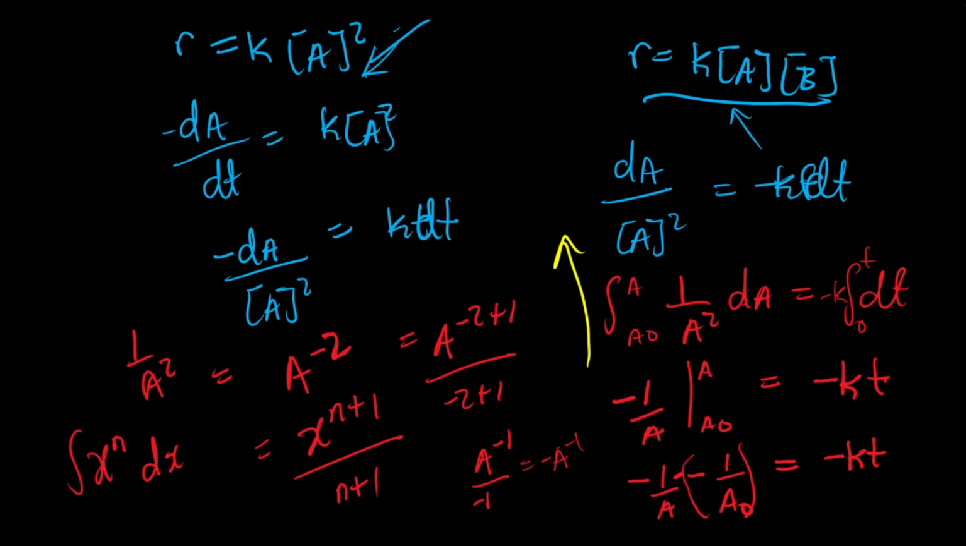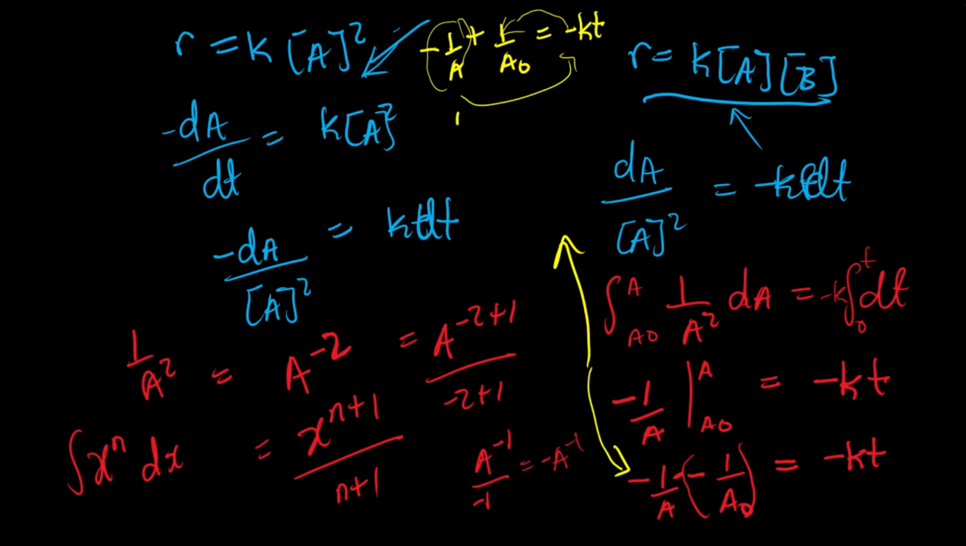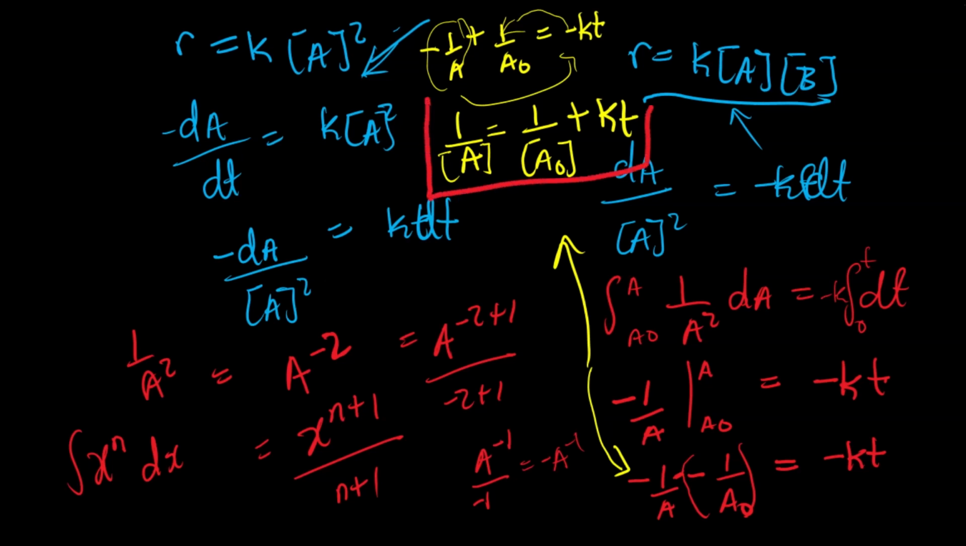Now, still using this same page, we would have negative 1 over A plus 1 over A naught, and this is equal to negative kt. So what we could simply do is rearrange the equation such that we take this to this side and this to this side, so that the final amount is positive. So 1 over [A], the concentration of A, is equal to 1 over A naught plus kt. Okay, this is the integrated rate law for a second order reaction.